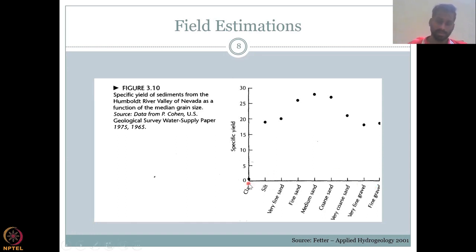So the specific yield is almost zero in clay and suddenly rises. So silt and very fine sand will have space where the water can enter and gravity can also pull. So specific yield increases as the size of the material increases. When it comes to very fine gravel and fine gravel, the fine means it has small particles within the gravel, which actually slows down the specific yield. So even though the size is high, your specific yield is reduced slightly because of the presence of intermediate solid material.